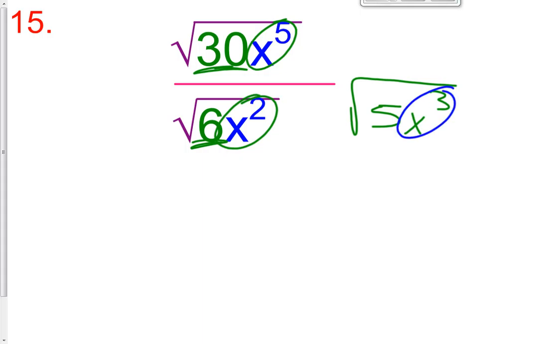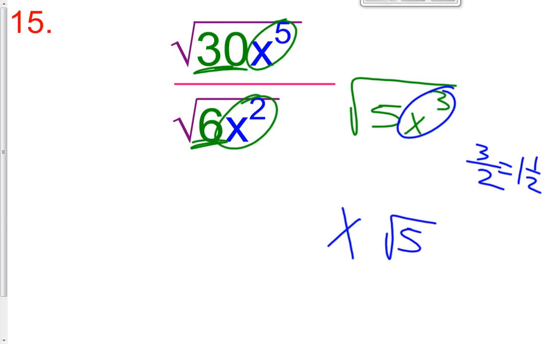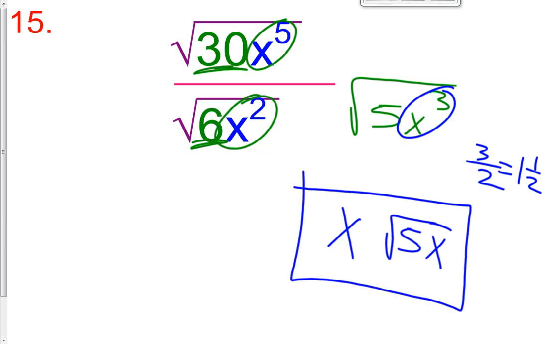However, I can simplify x cubed. It's 3 divided by the index of 2, so 3 halves is 1 and 1 half. So I can take out an x raised to the 1st power, and then I still have the square root of x underneath my radical. So I took out the x, and I'm left with the square root of 5x. There's my answer for problem number 15.